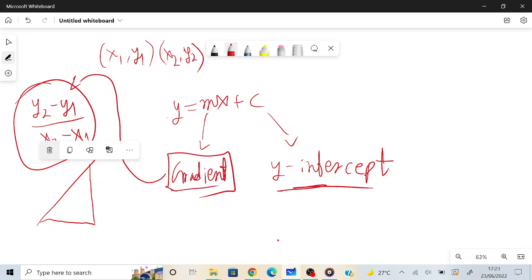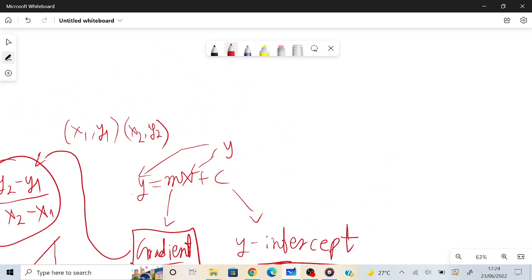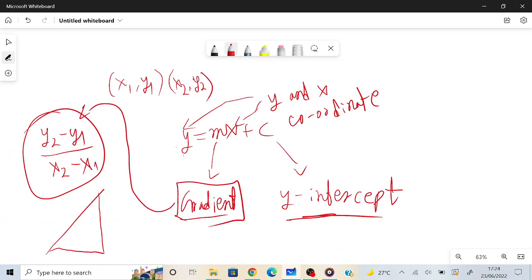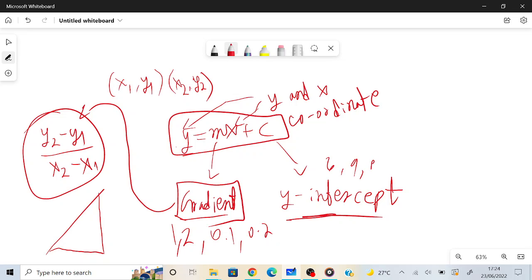So continuing, your x and your y are just 2 points on the graph, the y coordinate and the x coordinate. And basically that's all about the equation of a straight line. Your m is the gradient. That could be 1, 2, 0.1, 0.2. The same with the y-intercept. It can be any number: 6, 9, 100, 0.01, any number. And then y and x are just 2 different coordinates.